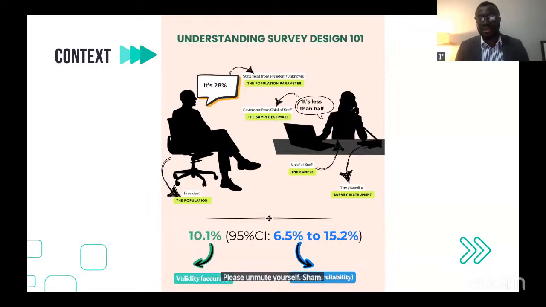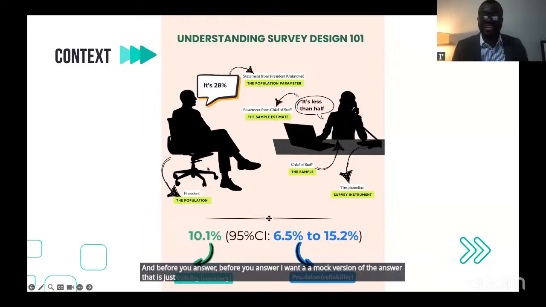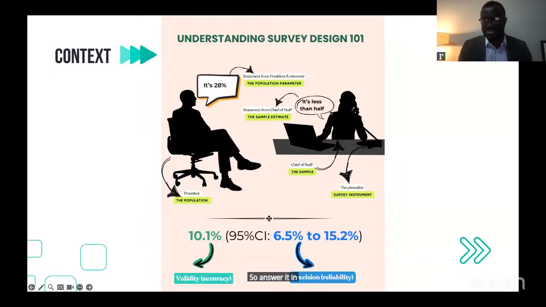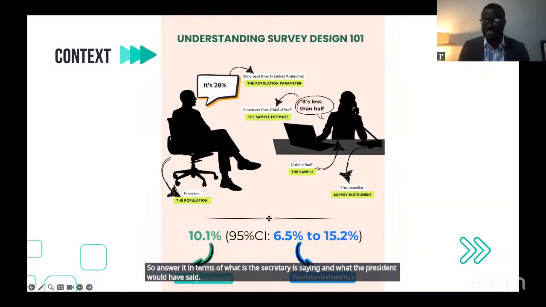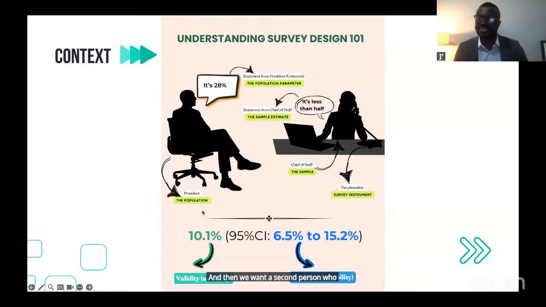Shamsuddin. And before you answer, I want a mock version of the answer that is just playful, that answers it based on this analogy. So answer it in terms of what the secretary is saying and what the president would have said. And then we want a second person who will then answer it in a more technical way. So who wants to go first? All right. I'm already muted. I think I can go first.